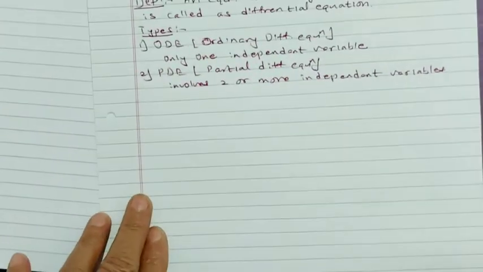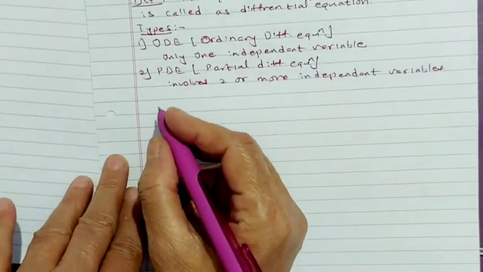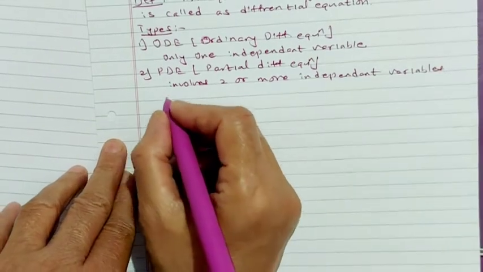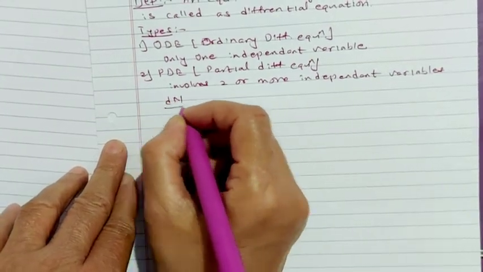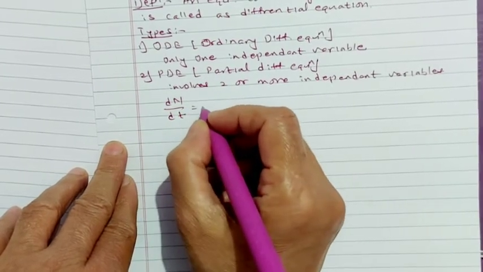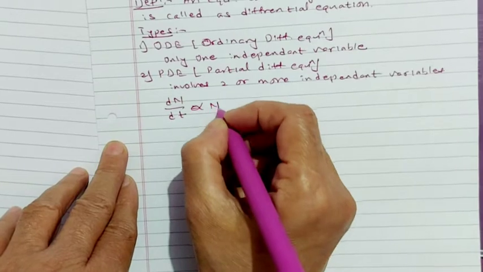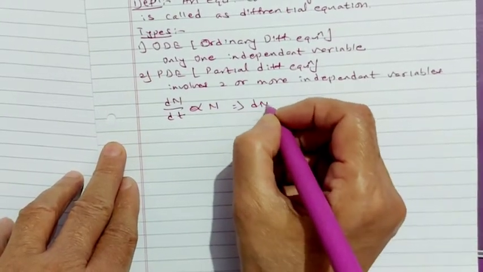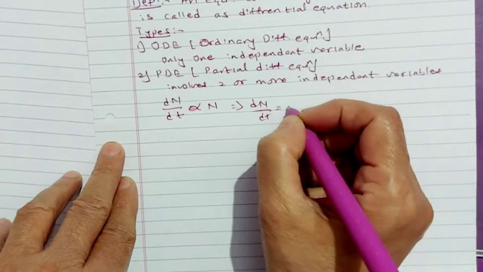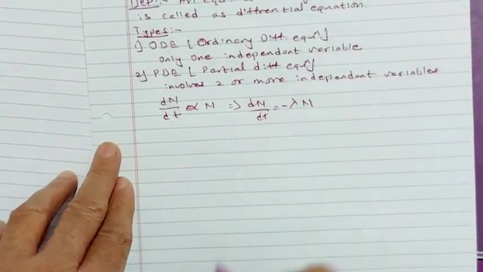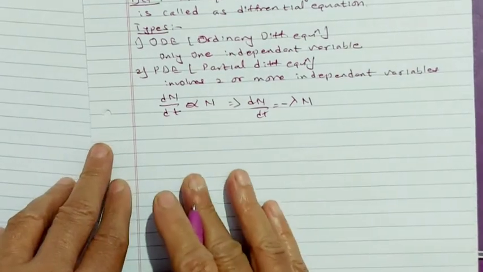We are very much familiar with the radioactive decay. So you have come across the equation dN by dt, which is proportional to N, correct? Then we write that dN by dt is equal to minus lambda N. As this is decay, we have put a minus sign, and lambda is a constant.